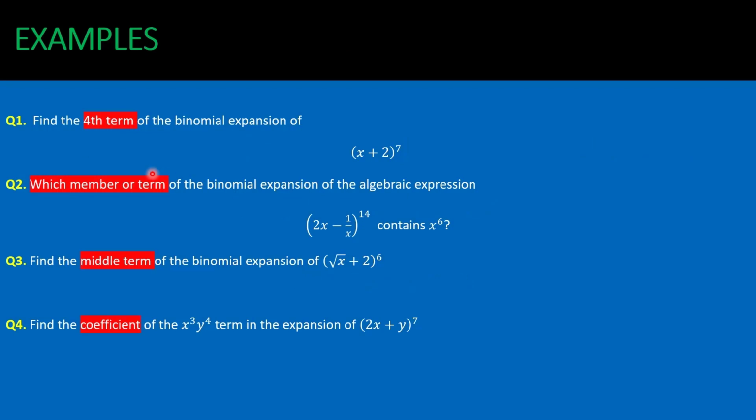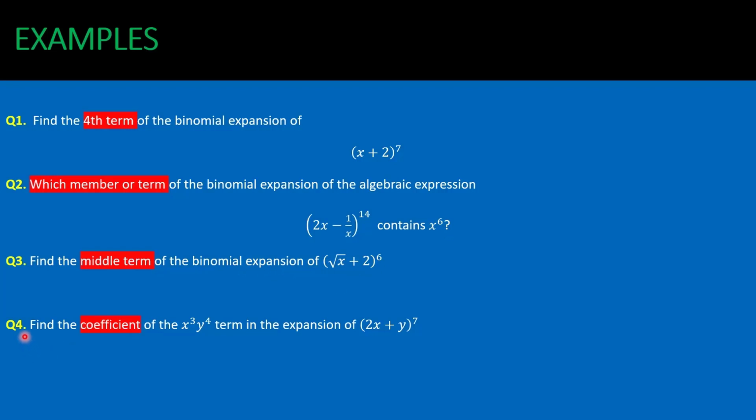These are 4 examples we are going to solve in this video. In each of the questions, I highlight the keywords in red. Question 1: find the fourth term of the binomial expansion of this. Question 2: which term of the binomial expansion of the algebraic expression contains x to the power of 6? The third question is find the middle term of the binomial expansion of this.